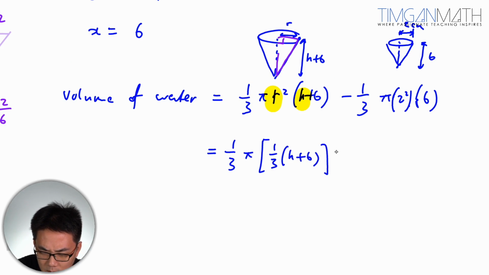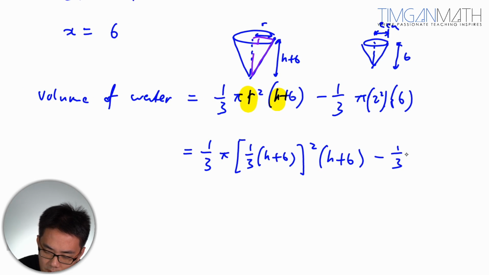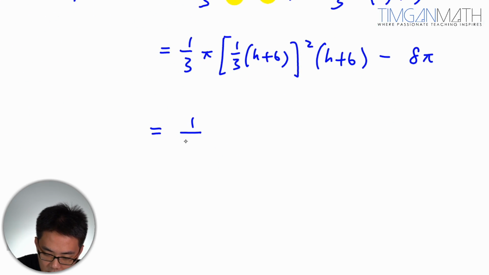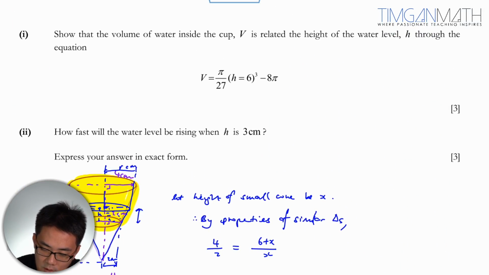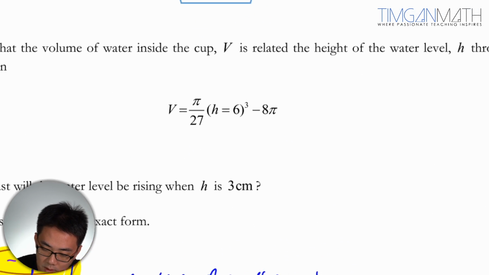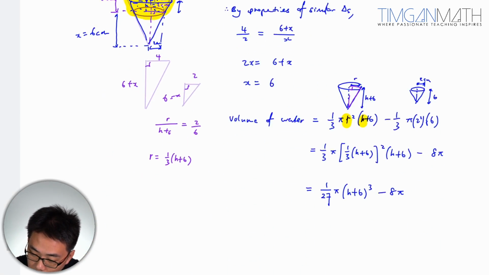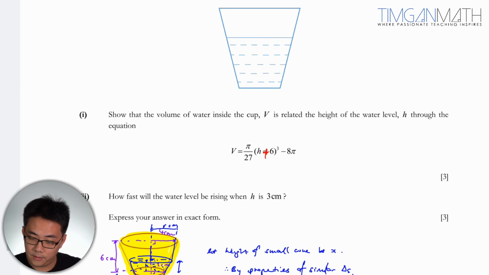So I'm going to substitute it in. 1/3 pi times 1/9 of h plus 6 square, h plus 6, minus 1/3 pi times 24, which is 8 pi. And this will be 1 over 27. Is that the answer? 1/27 pi times h plus 6 cubed minus 8 pi. Yes. Okay, so this is how you do this question here proficiently. Yeah, that's the answer.